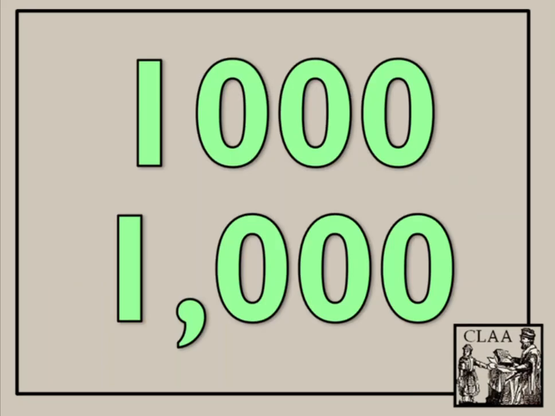So you can see there are two different ways to write the number 1,000. You can write the number 1,000 with a comma or without a comma. On the top, we see the number 1,000 written with no comma. But on the bottom, we see the number 1,000 written with a comma. Both of these are correct.